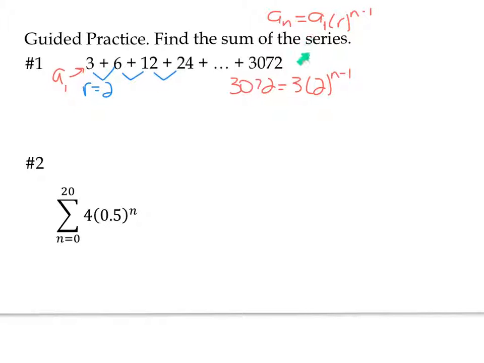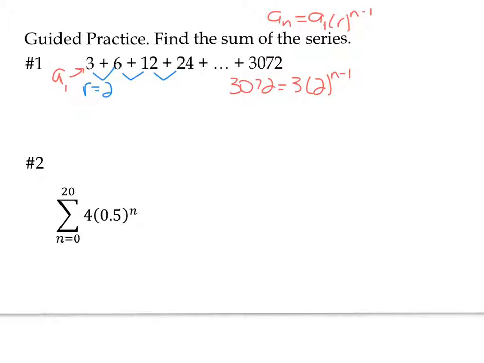Well, now we know the term, 3072. We know the first term is 3; we get that from right here. The common ratio is 2; we got that over here. Our a sub 1 and our r, and then n minus 1. And so we're going to have to solve this for n. We can figure out what n is because that's our missing piece of information to be able to find the sum of the series.